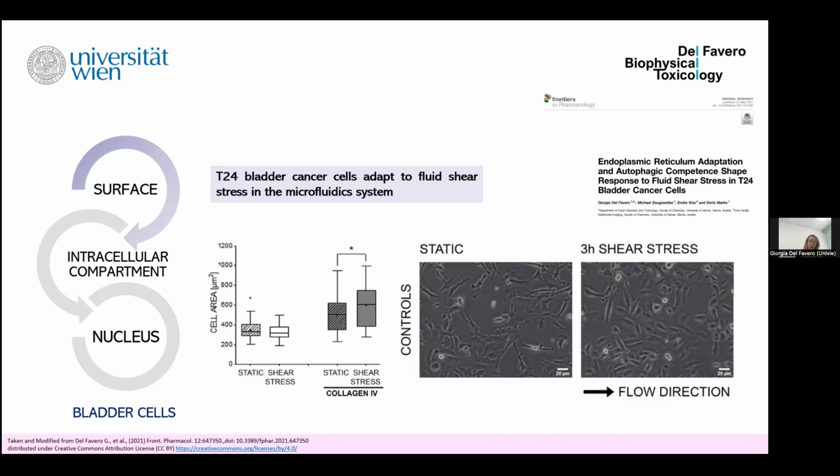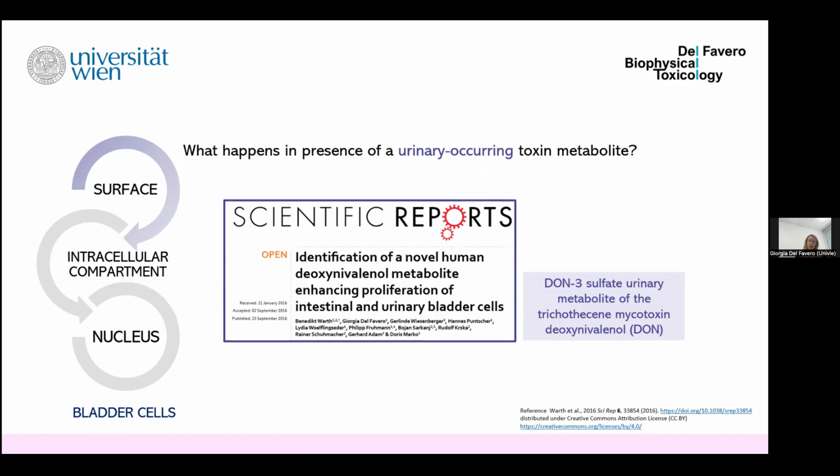So when we saw that the bladder cells were adapting so well to the shear stress and fluid shear stress, we thought, okay, how can we bring this a step further in the study of urinary recurrent toxicants? For this, we started with another mycotoxin metabolite, DON-3-sulfate, a urinary recurring metabolite of the trichothecene mycotoxin deoxynivalenol. A couple of years before this experiment started, this compound was detected in human urine. So it was first very interesting to have a look at how bladder cells react to this compound.